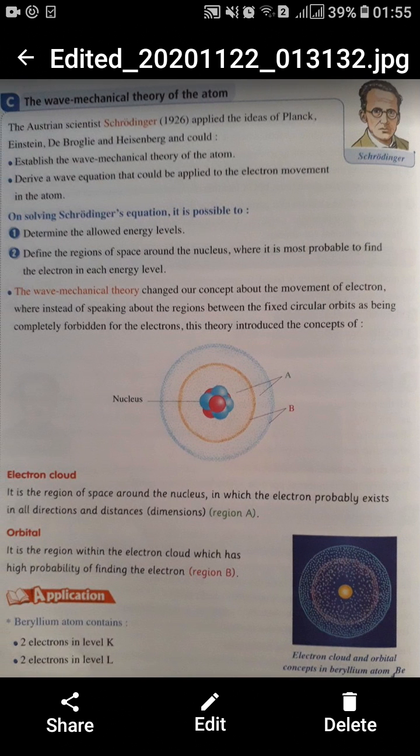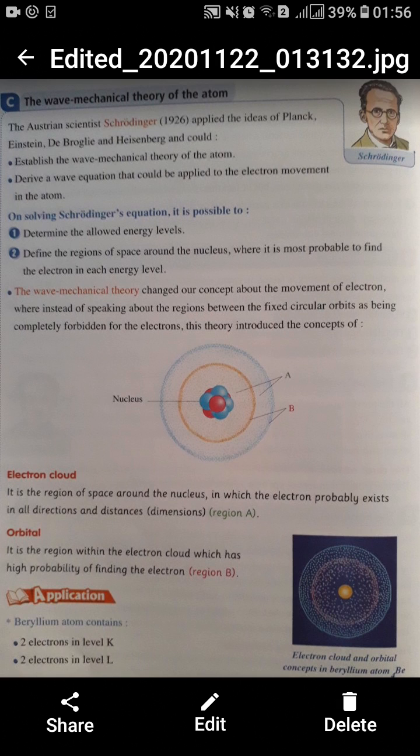Finally, C, the wave mechanical theory for Schrödinger. Bohr suggested that we have energy levels, and the spaces between energy levels are like forbidden areas for the electrons. But for Schrödinger, the electrons can be found in all directions and dimensions around the nucleus, which forms something like electron clouds around the nucleus. So there are no forbidden areas anymore.